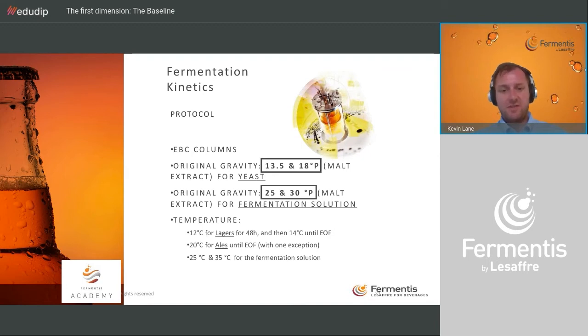Only one of them is covered in this. And then the temperature for the lagers was 12 degrees C for 48 hours, then risen to 14 degrees C until the end of fermentation. For the ales, for all of them except for one of the ale strains, we did 20 degrees C until end of fermentation. There is one that we changed the temperature with just to see the impact in this study. And then for the fermentation solutions, it was 25 and 35 degrees C.